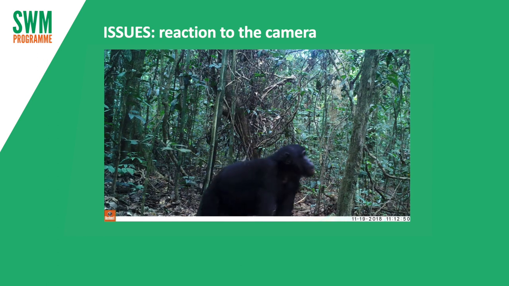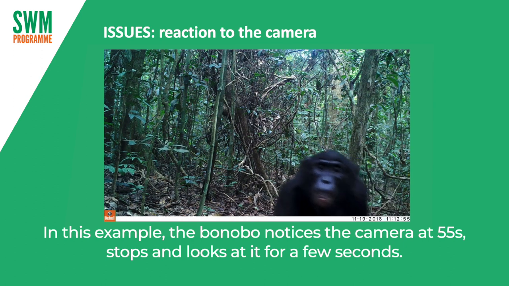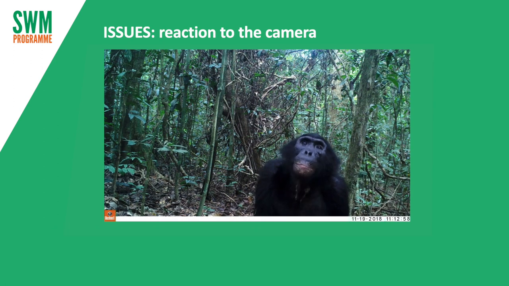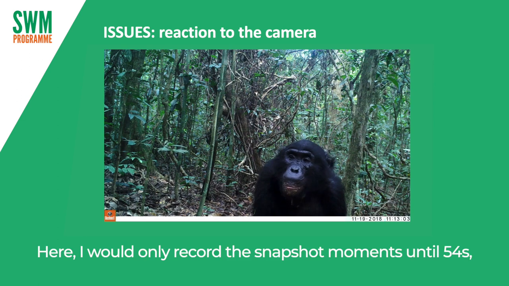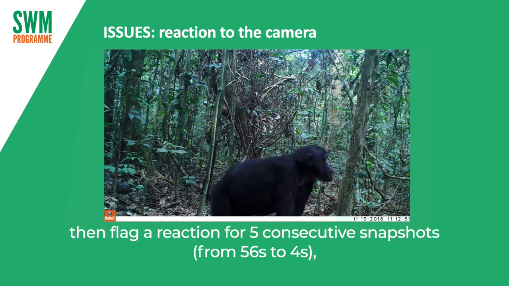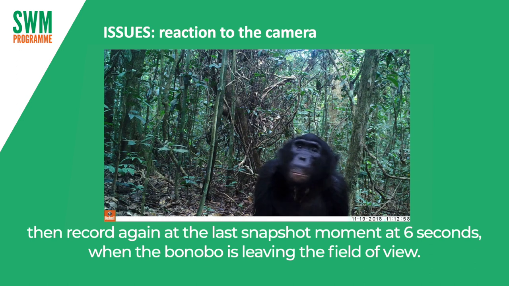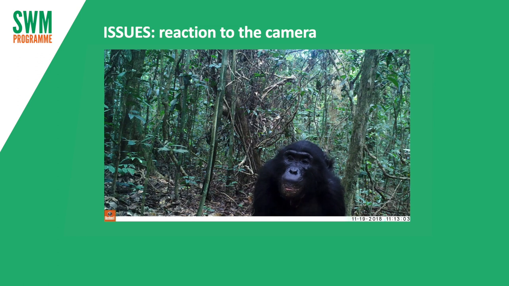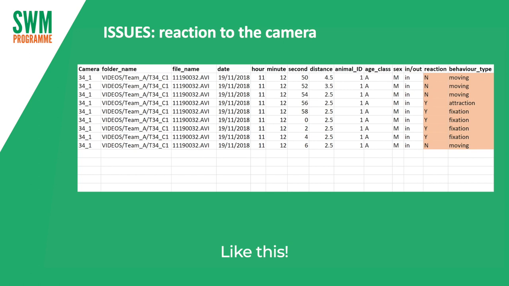Let's see how. In this example, the bonobo notices the camera at 55 seconds, stops, and looks at it for a few seconds. It then changes its path and leaves the field of view. Here, I would only record the snapshot moments until 54 seconds. Then flag a reaction for 5 consecutive snapshots, from 56 seconds to 4 seconds. Then record again at the last snapshot moment, at 6 seconds, when the bonobo is leaving the field of view. Like this.